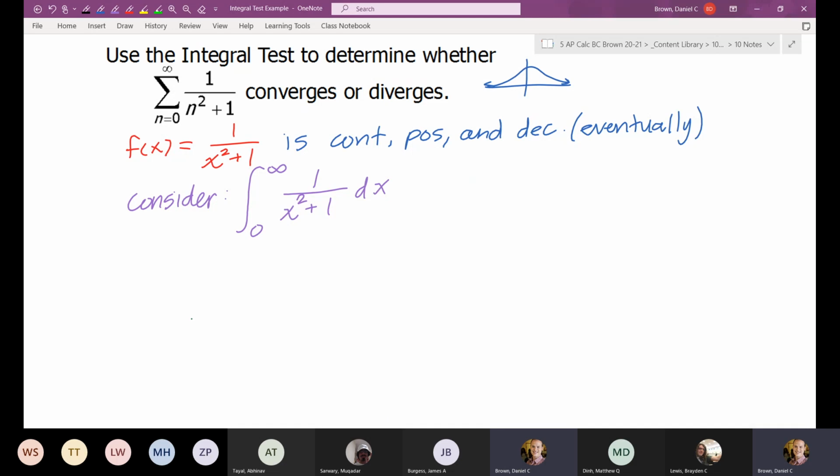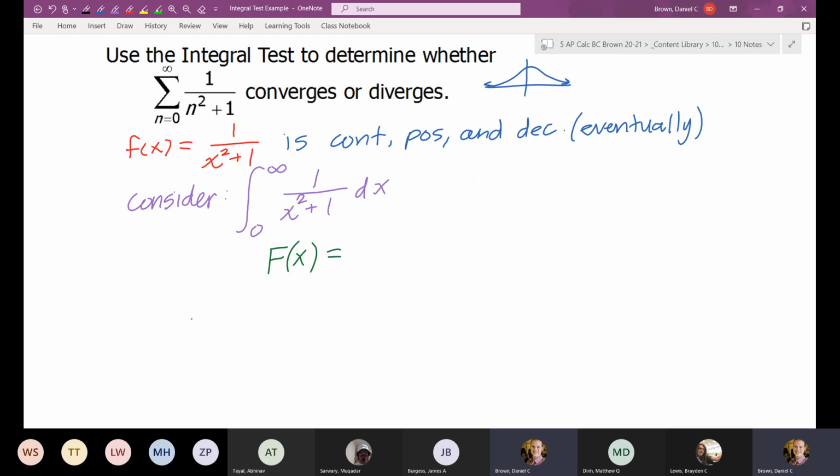Remember, when you find an improper integral, you first have to find the antiderivative. Then you plug in the top minus the bottom, but you're going to write them as limit expressions. So this is my integral. What is the antiderivative of that integral? What's the antiderivative of 1 over x squared plus 1?